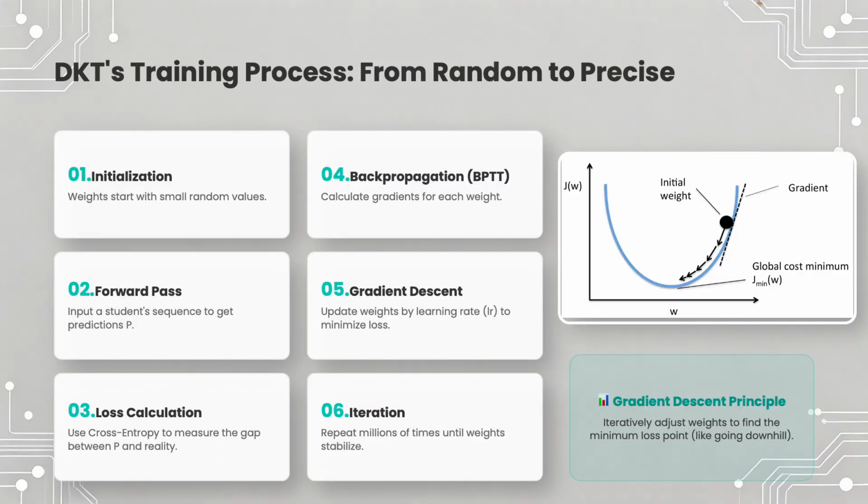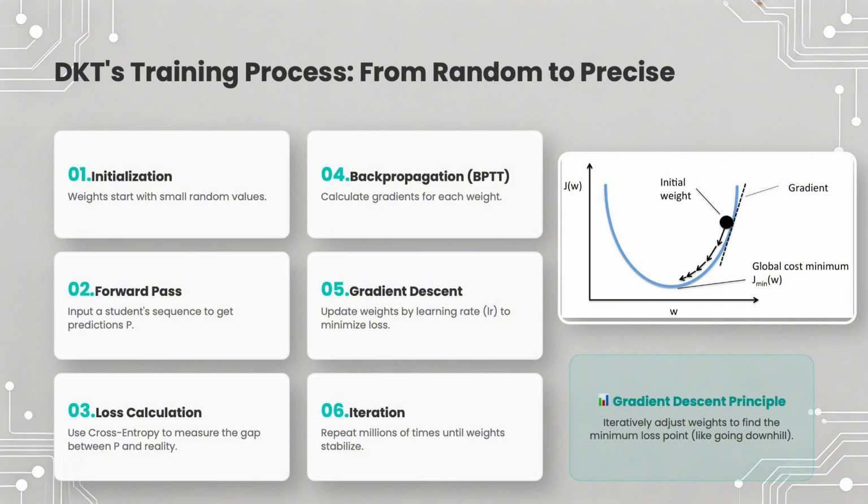How does this learning happen? It's an iterative process. We start with random weights. We show the model a student's data and make a prediction. We calculate how wrong the prediction was using a loss function. Then, using a technique called backpropagation through time, we figure out how to adjust each weight to make the prediction better next time. We repeat this millions of times with different student data, and the model gradually becomes more and more accurate.